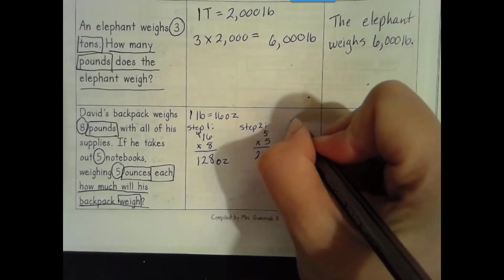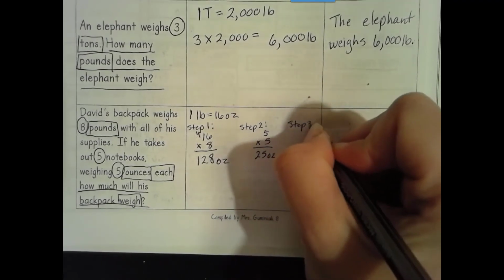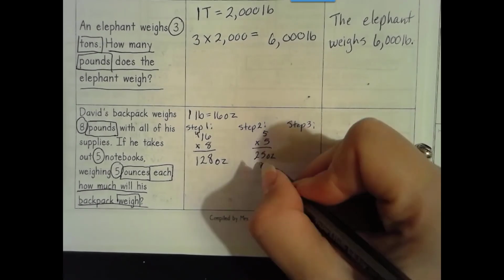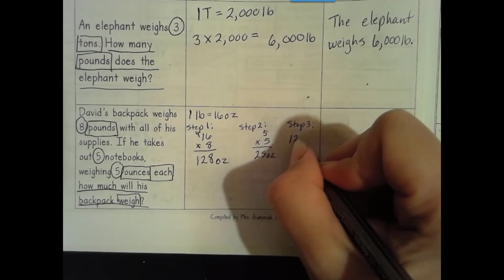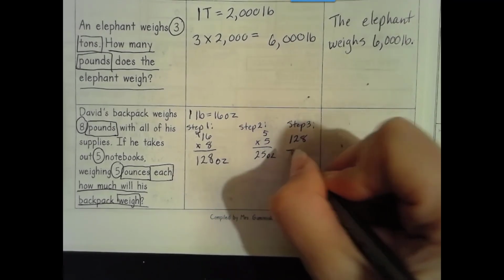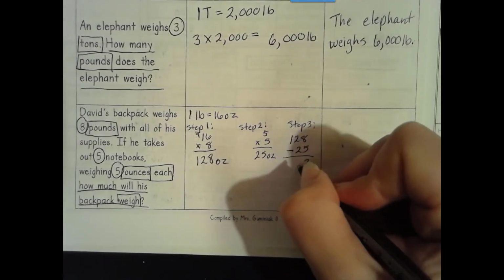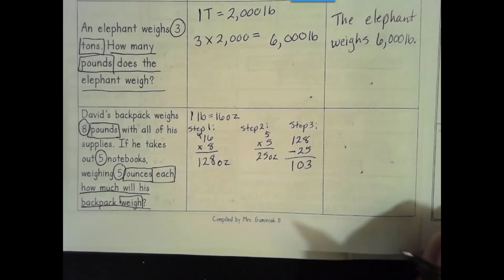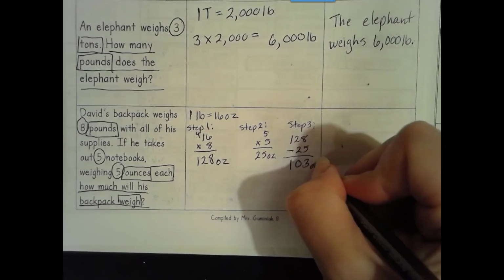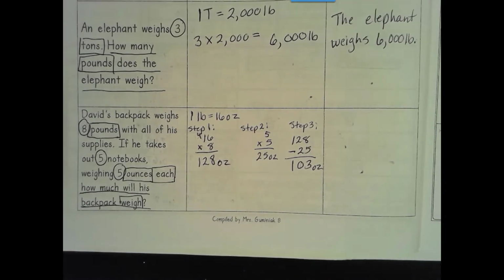Now step 3. This is a 3-step problem. I need to take those notebooks out of that backpack. I'm going to take that 25 out of the 128. So that means the backpack is left weighing 103 ounces. Now it doesn't say it had to have the answer in a certain unit, so I can leave it as ounces. It doesn't say it wants it in pounds.